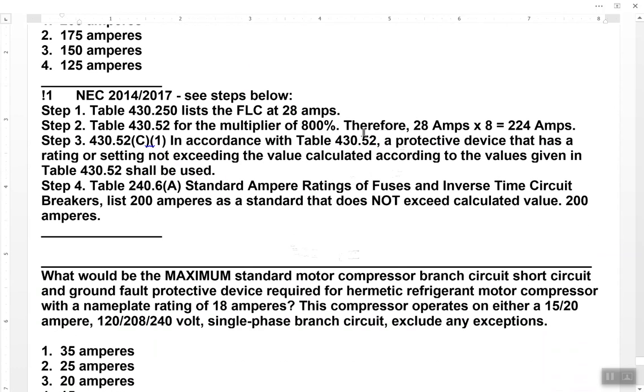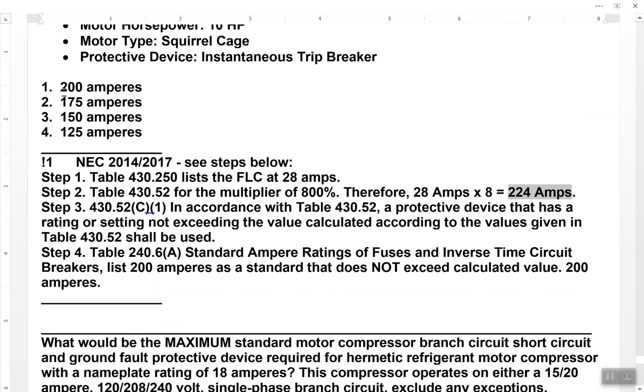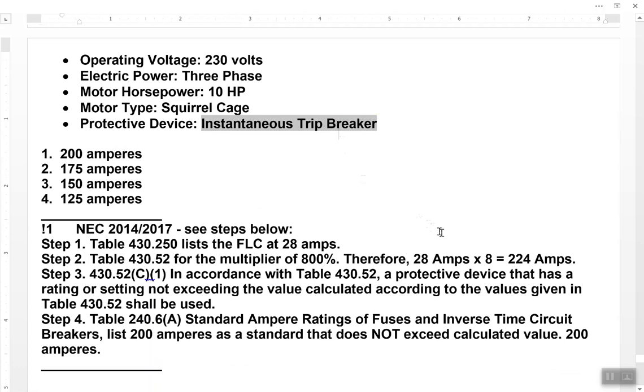We don't have to put it in our notes this time necessarily, but we get our FLC of 28 amps from Table 430.250. And then we get our multiplier of 800% from Table 430.52. So look at this: 28 times 8, that's huge. And you get 224. Now this article reference says, in accordance with the table, a protective device that has a rating or setting not exceeding the value calculated shall be used. Not exceeding, not exceeding. So that's why we would go down in this case from the 224 to 200 amperes. And of course that's a standard rating. So that one's kind of interesting. Slightly different only because it uses this big multiplier, the instantaneous trip breaker, and people get freaked out.